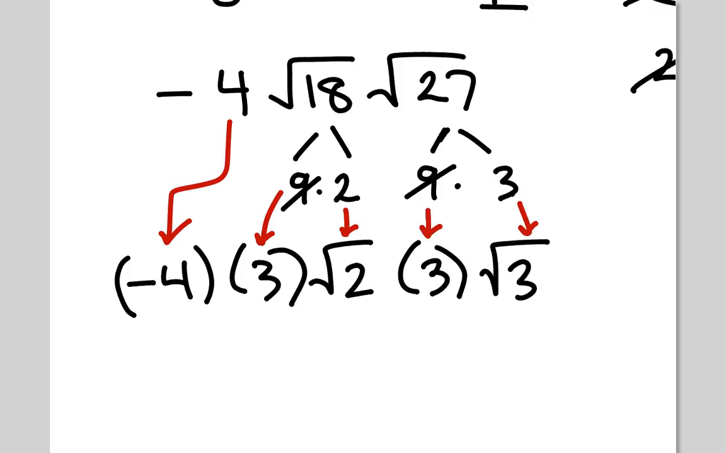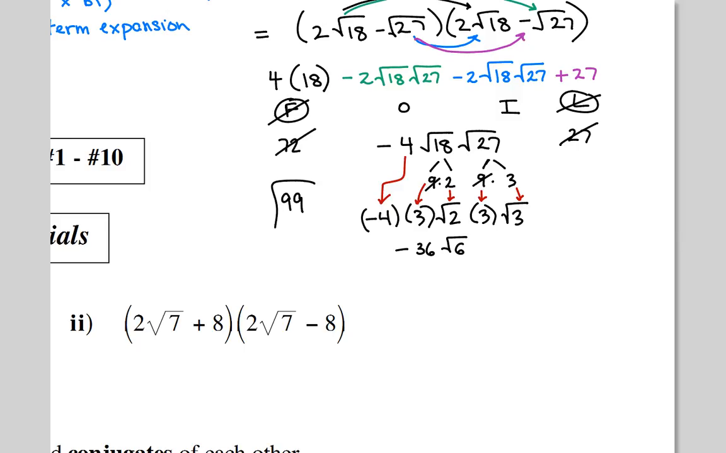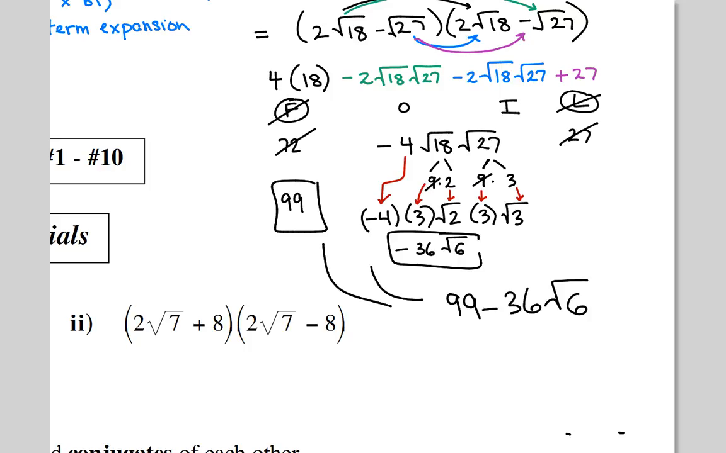And now we can combine. What do we got there? 4 times 3 is 12. 12 times 3 is 36. We got a negative 36 and a root. Help your teacher. Good, Jordan. Combine that with the 99. And you get your final answer. 99 minus 36 root 6. That's your final answer.